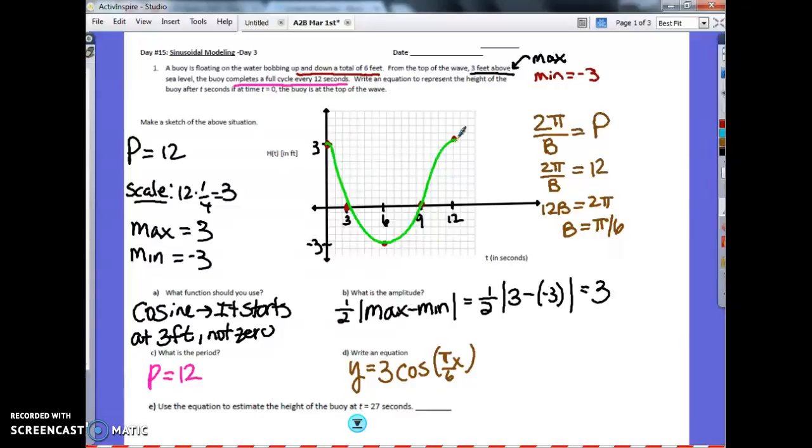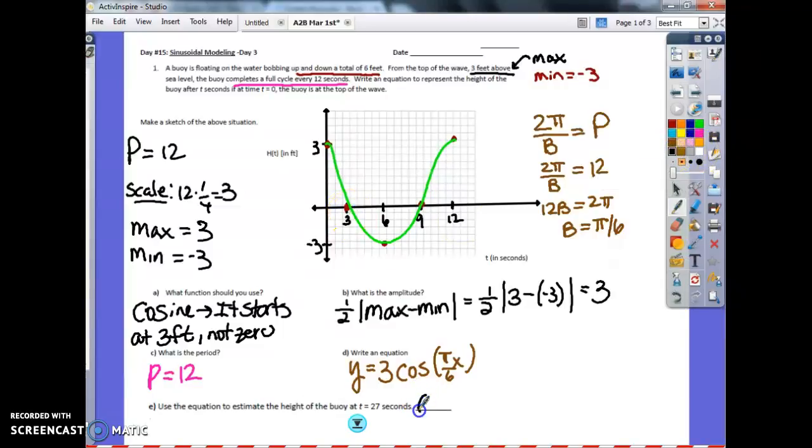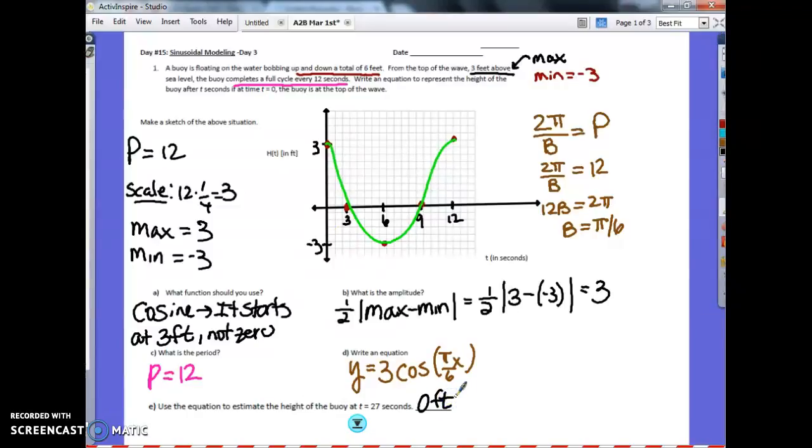Now answer the question in part E, estimate the height of the buoy at 27 seconds. Well, think about this. After 12 seconds, it's going to start repeating itself again. So 3, 6, 9, 12, and then we're back to 15, 18, etc., all the way back to 24. Right here, we're going to be back to 24. So 27 would be in the same place where my 3 is. Right? Because we just keep repeating ourselves every time. If you kept going through all of them again, 27 would be in place of the 3, which we know is about 0. Right, so the height at 27 seconds is going to be about 0 feet. All right, so there is question number 1.